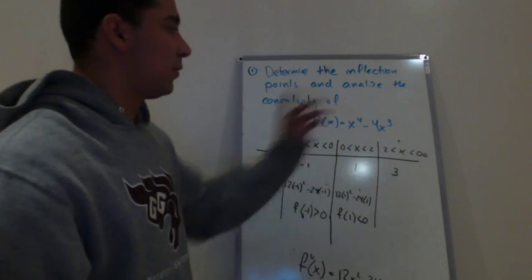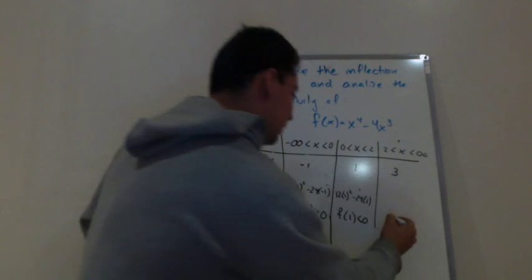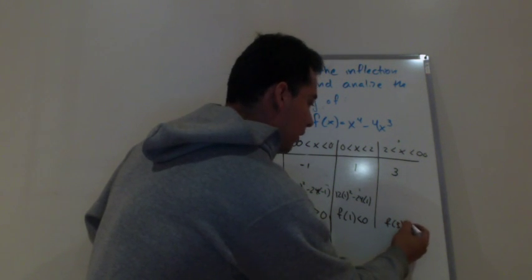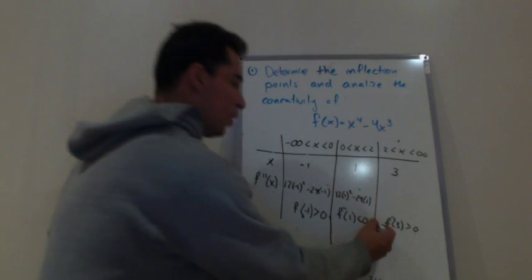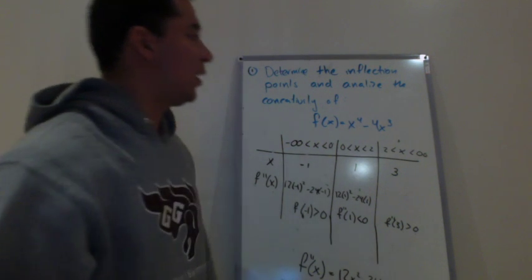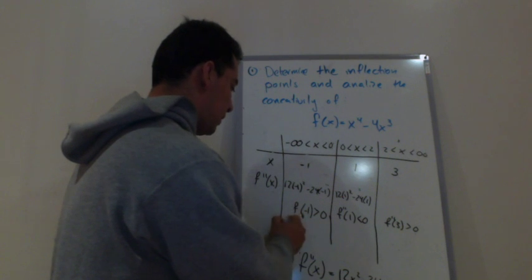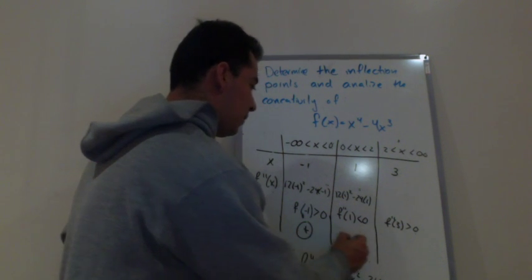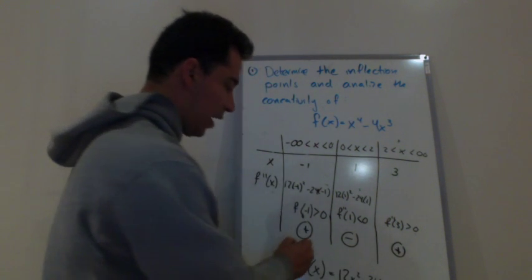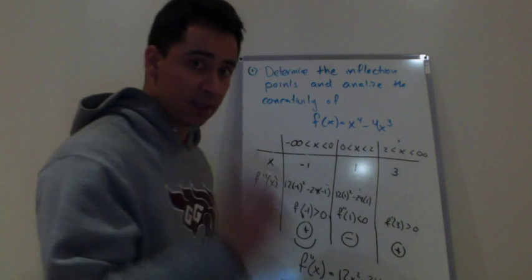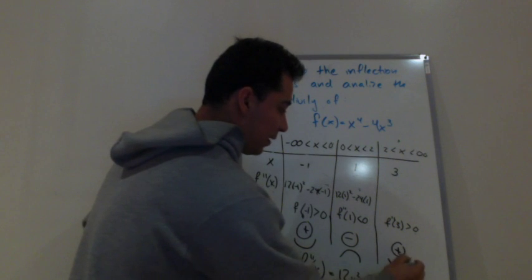And the third example, if you do the math with your calculator, you will get that it is positive. Okay? The second derivative. I'm sorry for that. So what can we conclude with this information? Here it is positive, here is negative, here is positive. So this is happy, concave upwards. This is sad, concave downwards. And this is happy. Okay?